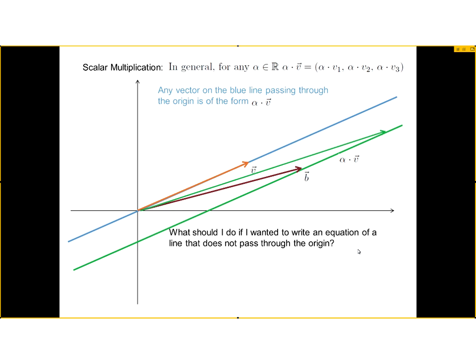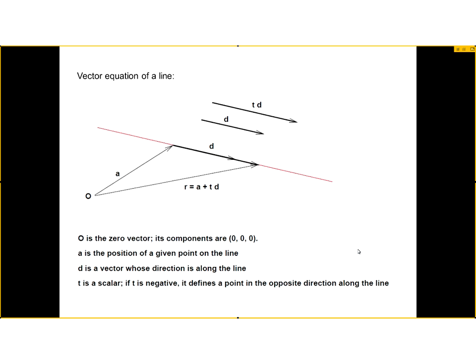So we draw the triangle over here. Now any vector on a green line is of the form w is equal to b plus alpha v for a unique alpha belongs to R. It is unique once b is fixed. So any vector on a green line is of the form w is equal to b plus alpha v. So it is the vector equation of a line.